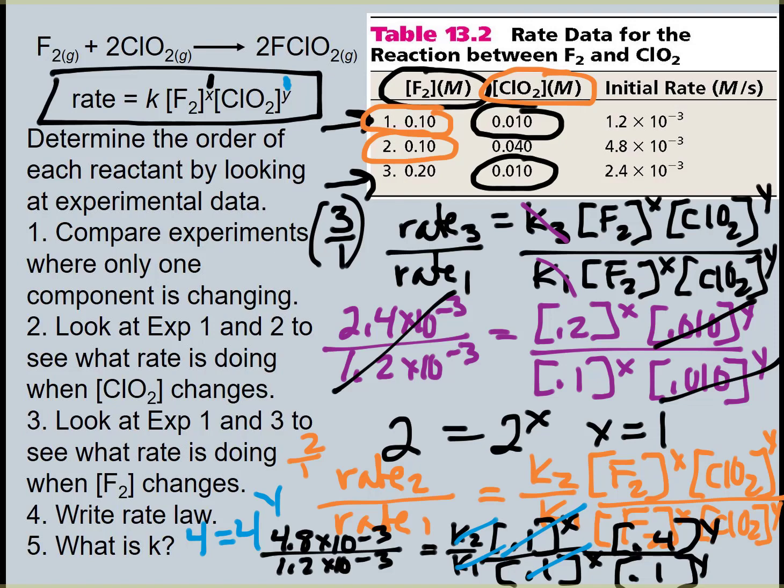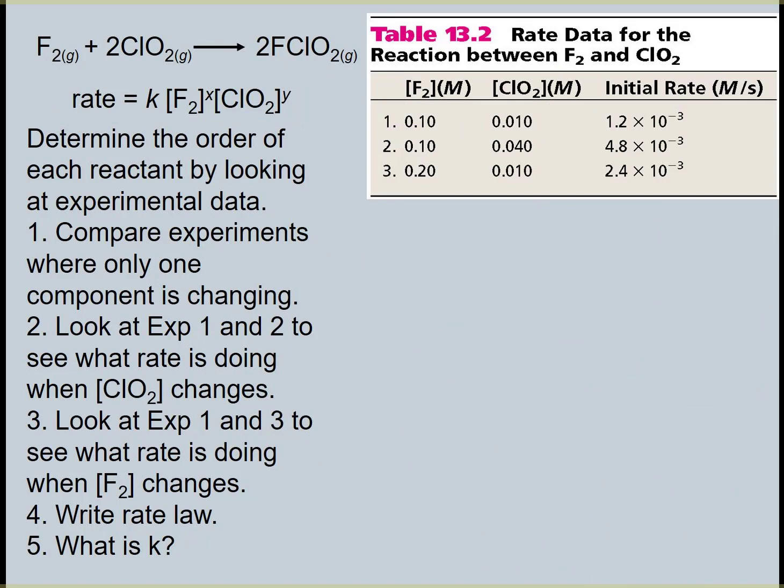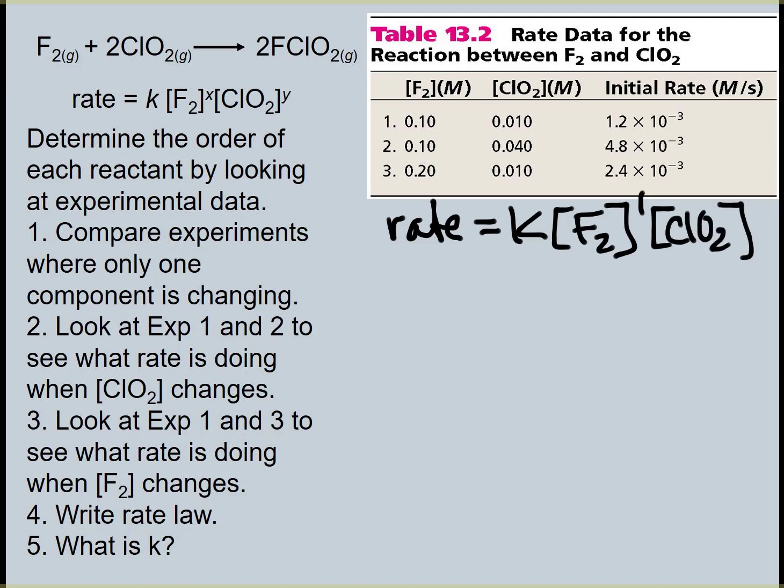Okay, I'm just going to clear this so I have some more room on this slide. I now know that my rate law is the constant times Fe2 to the 1 times ClO2 to the 1. And you don't have to write the 1, so maybe I'll just get rid of those. There's our rate law. So that is question 4: what is the rate law? And then question 5 says, what is k?